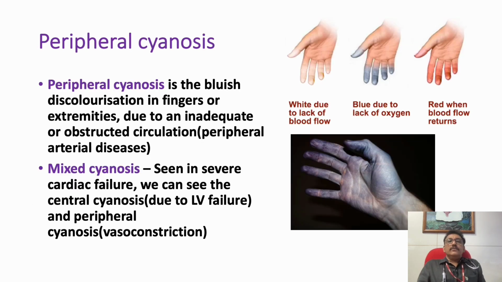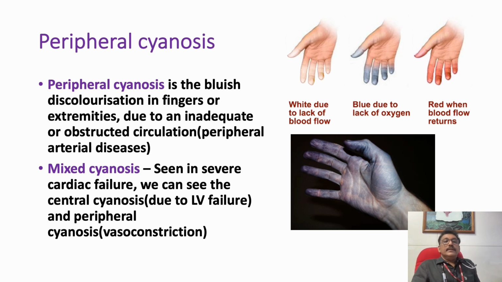Now, peripheral cyanosis means the patient's peripheral parts, the hands, are cyanosed. This is classically observed in a condition called Raynaud's phenomenon. Raynaud's phenomenon is a focal vasospastic condition of the peripheral circulation. During vasospasm, initially the fingers are pale. After some time they become cyanosed. Then during rewarming, they become red in color.